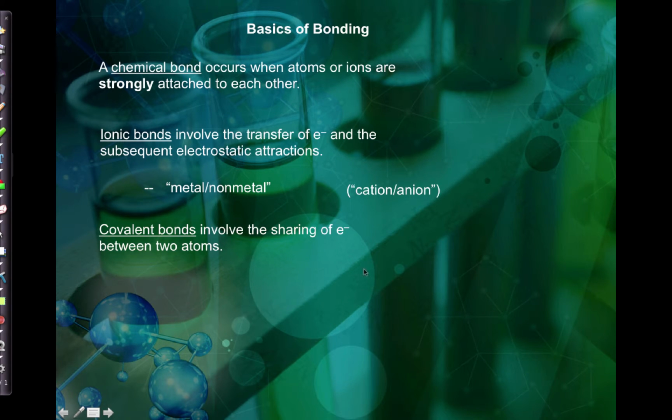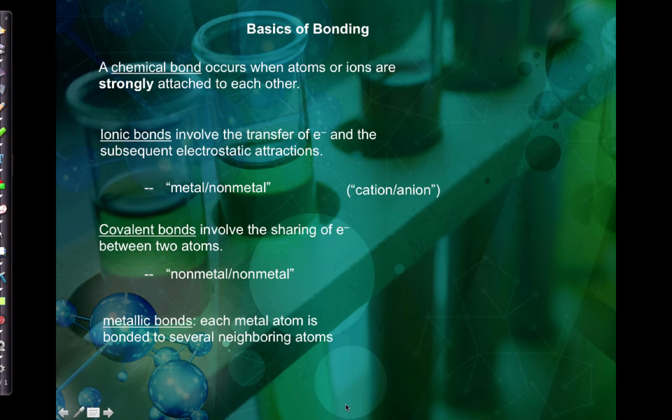Alright, so covalent bonds involve the sharing of electrons between two atoms. And that's always going to happen between nonmetals and nonmetals because nonmetals typically want to gain electrons. The only way that you can gain electrons with another nonmetal is if you share them.